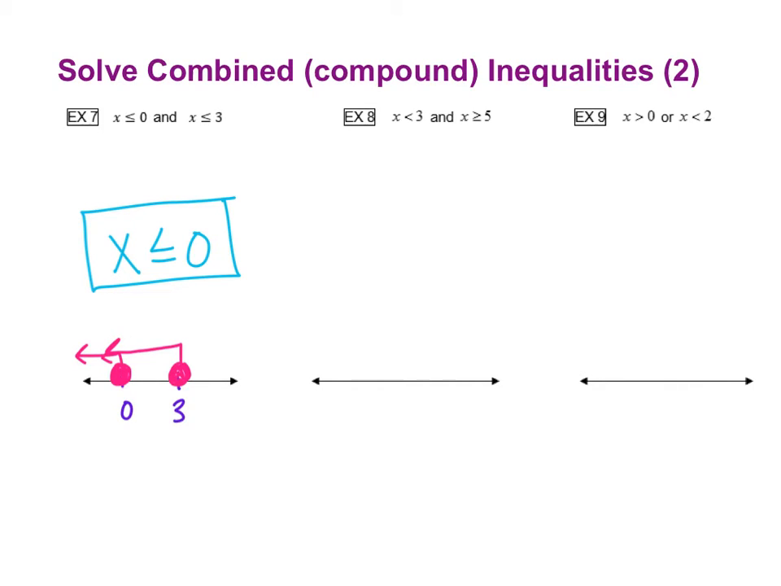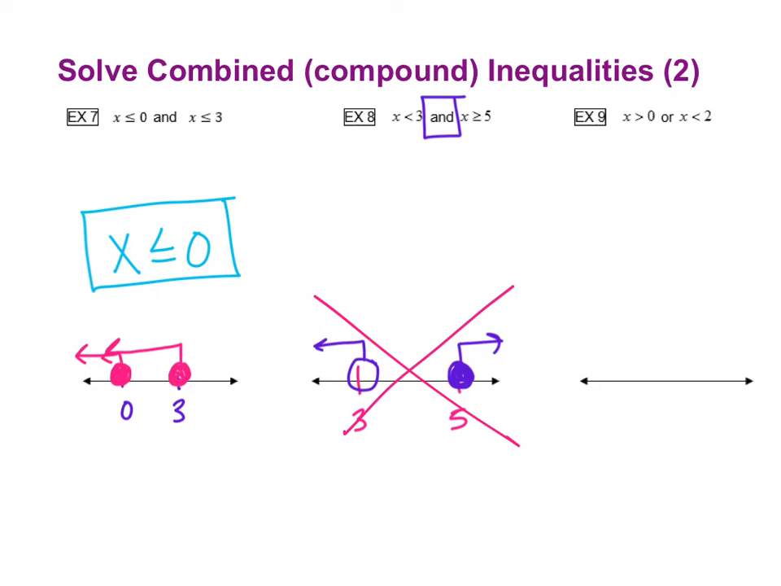So this next one, they're both solved for x again. So here is a 3, here is a 5. And it says x is less than 3, so less than 3 shades to the left. And x is greater than or equal to 5, so that shades to the right. Because it's an and, again, you're looking for the overlap of shading. Where on the number line does it have shading from both inequalities? And because it doesn't, this is actually going to be no solution.